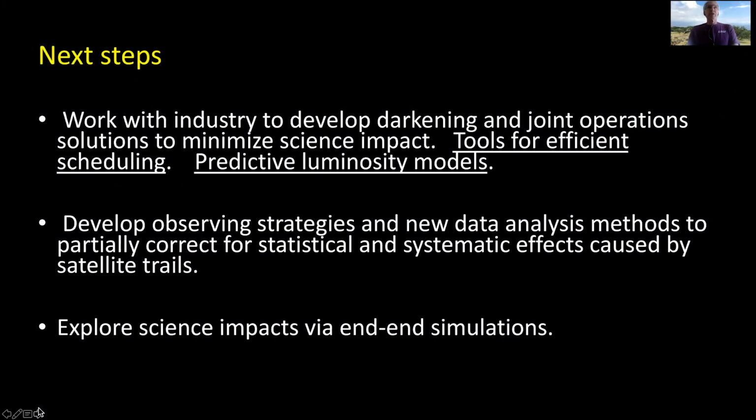So the next steps are to continue to work with industry, actually all the operators, to develop darkening and joint operation solutions to minimize the science impact. A couple of examples are tools for efficient scheduling. And then very interestingly, we think we can probably get predictive luminosity models where each satellite will have some kind of advanced prediction with regard to its apparent brightness as a function of time as it scans across the sky over your observatory. We're working together to develop observing strategies and new data analysis methods to partially correct for these effects. And then I think the real homework assignment we have, which we haven't fully started yet, is to explore through simulations the science impacts on the LSST.